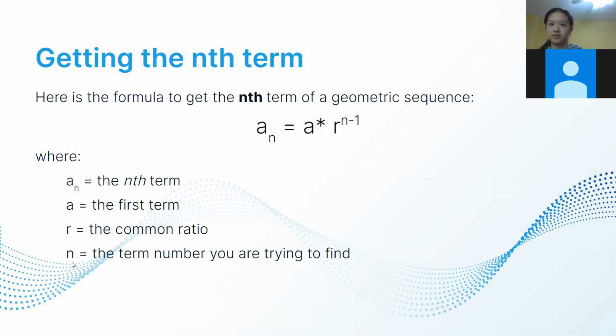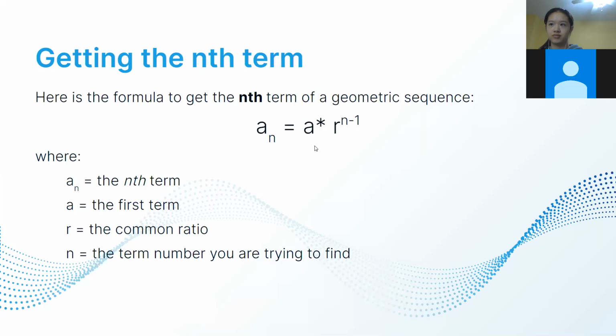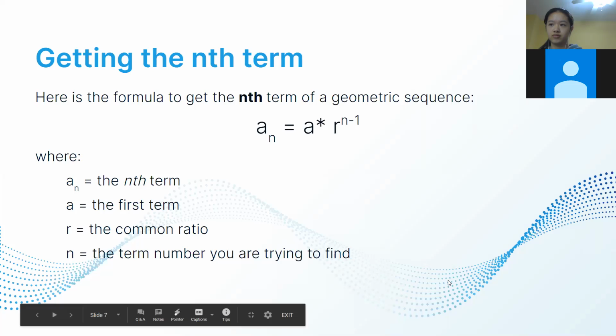So if I was trying to find the 10th term in a geometric sequence where the first term is 2 and the common ratio is 2, what would be the 10th term? You can just use this formula.